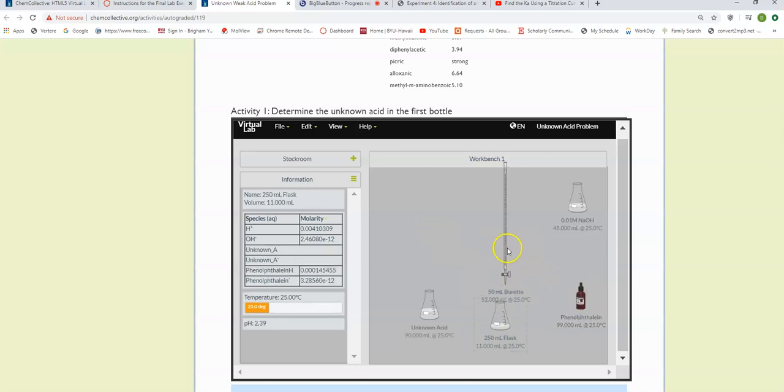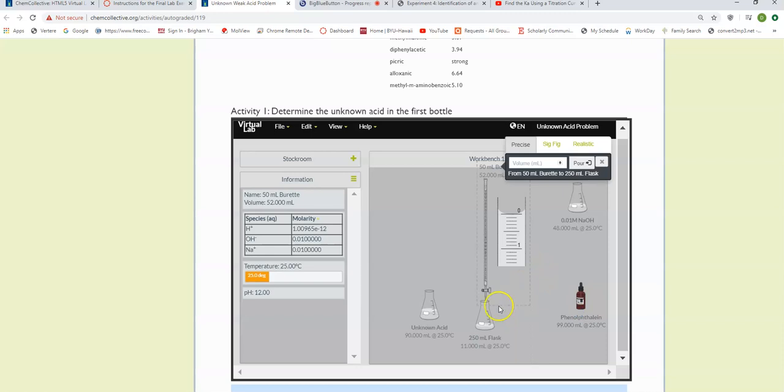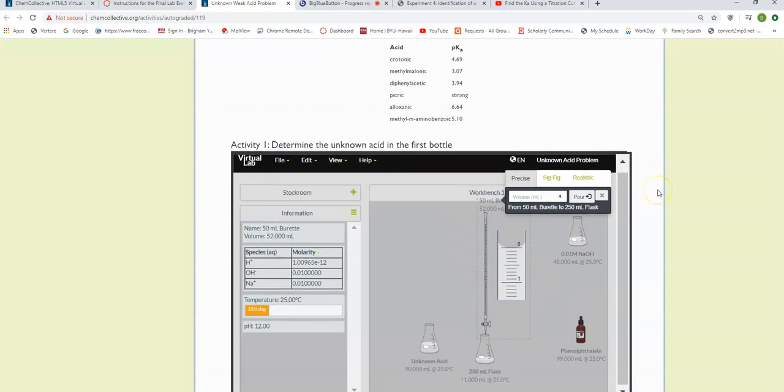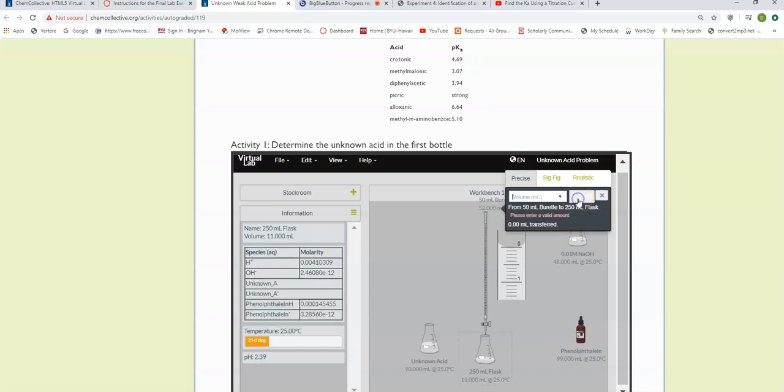Okay. Here we go. As we reach our pKa's, we should stop and jot down the volume. And if the titration ends at twice the volume, then we know that that was the acid. Okay? So the first pKa is our methylmalonic acid at 3.07. So let's add this stuff until we reach 3.07.